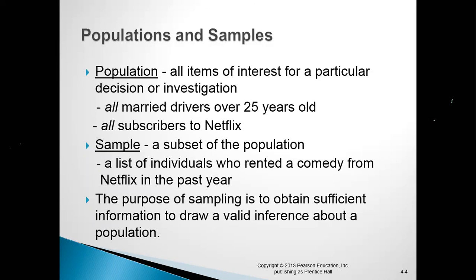For example, on screen right now is a list of individuals who rented a comedy from Netflix in the past year. In the population, we have an example of all subscribers to Netflix. So if I want to study a particular subset of subscribers, those more interested in comedy serials or comedy movies, then what should I do?